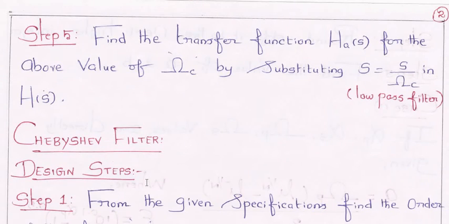Step 5, find the transfer function Ha of s for the above values of ohm c by substituting s equal to s divided by ohm c in H of s.